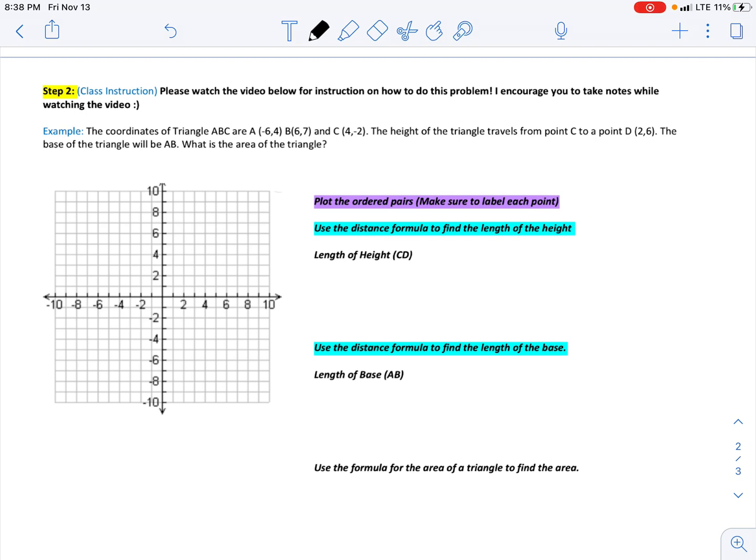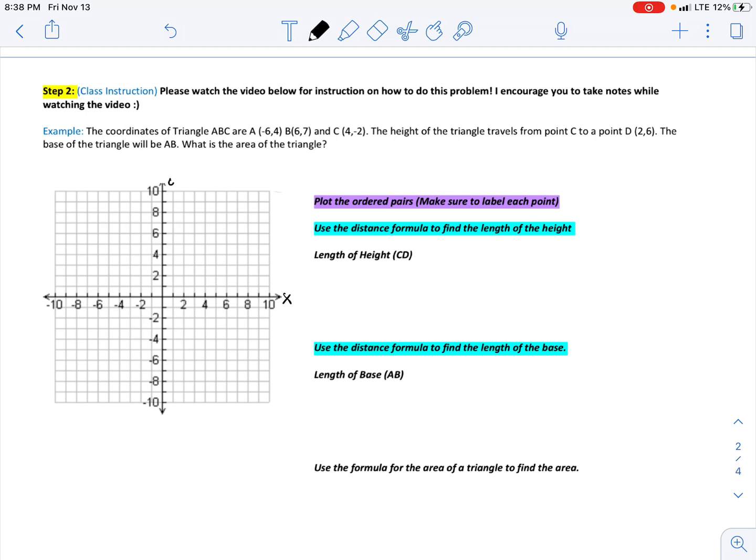And then it also says the height of the triangle travels from point C to point D, which is given by 2, 6. And so here I just want to plot my points. So I have that my point A is given by -6, 4.